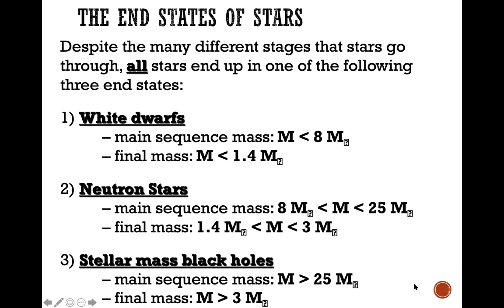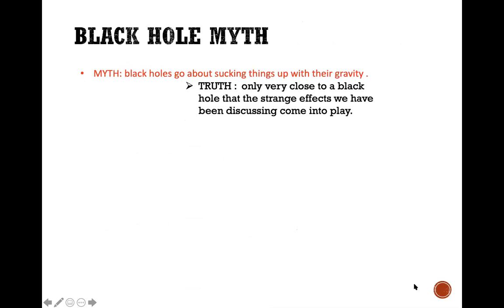Then stellar mass black holes: when you have stars with main sequence masses greater than 25 solar masses, their final mass, as we discussed today, will be more than 3 solar masses. If that is the condition, then they will become black holes, right? So that's what will happen. This will finish our section about stellar star formation.